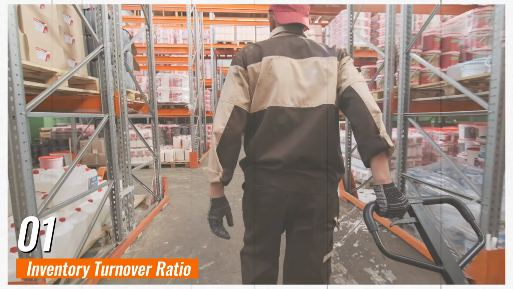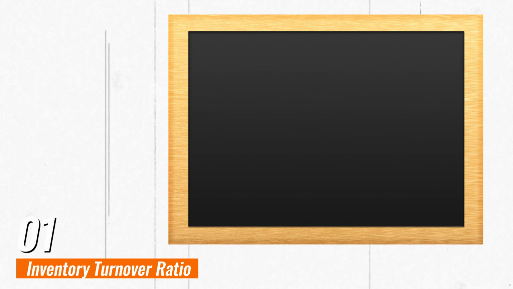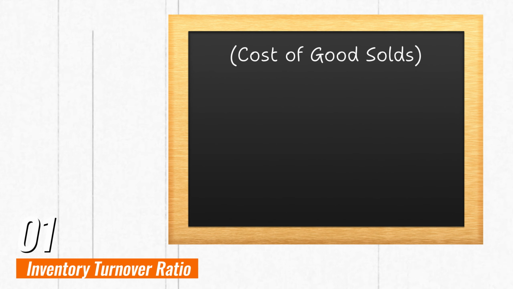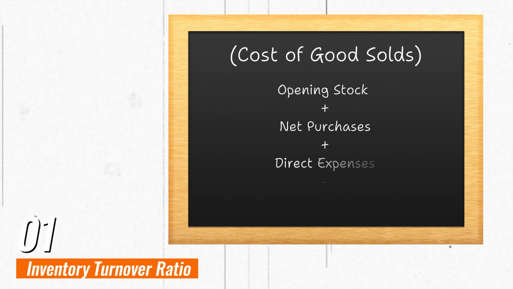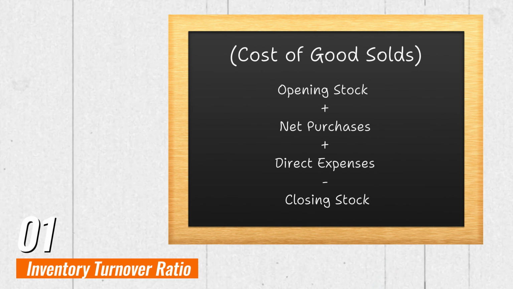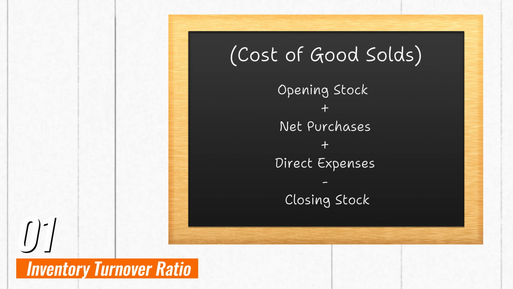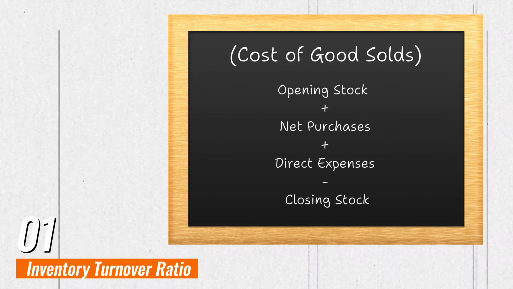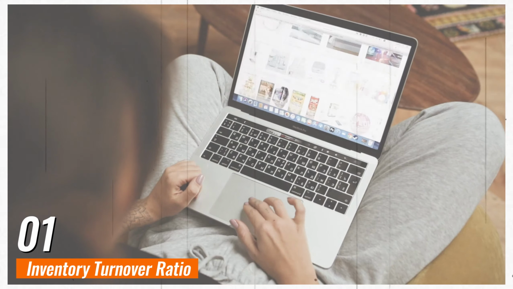Okay. So the formula, as I told you, for the cost of goods sold is the opening stock plus the net purchases plus the direct expenses minus the closing stock. It is basically the cost of the goods which we have sold into the market.